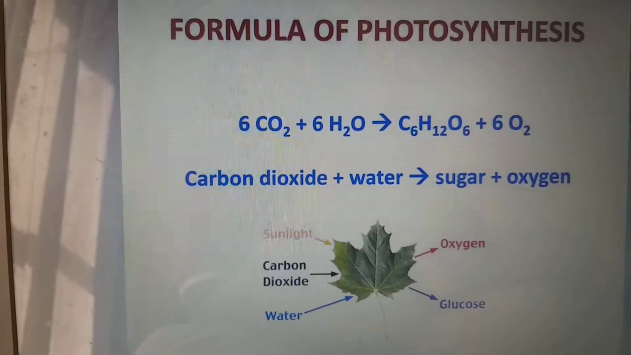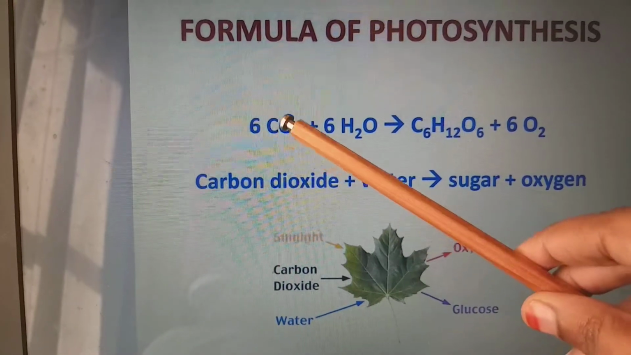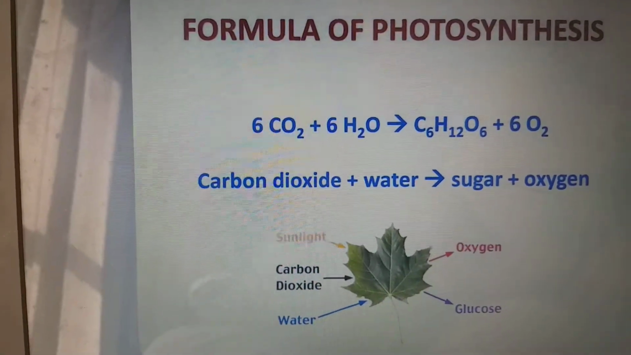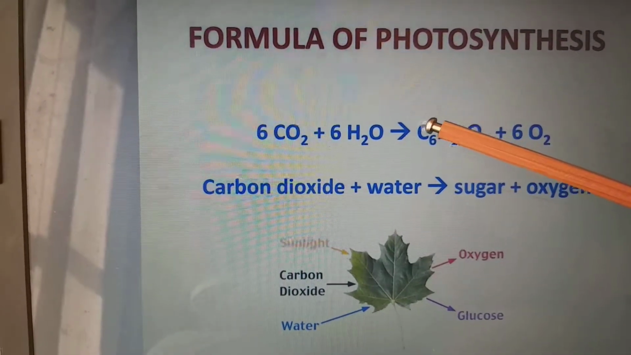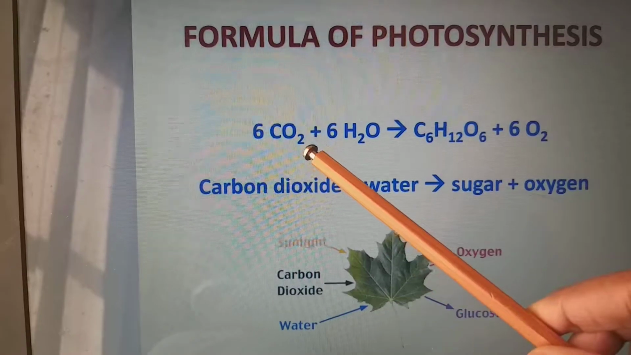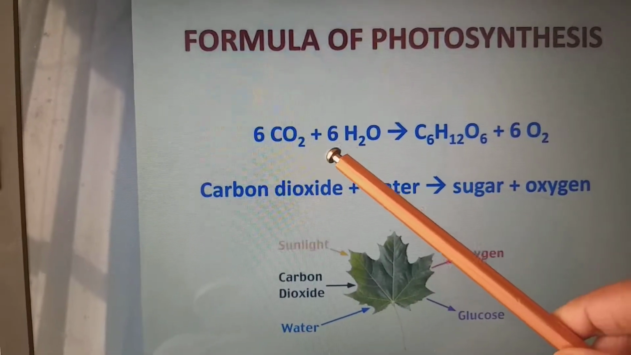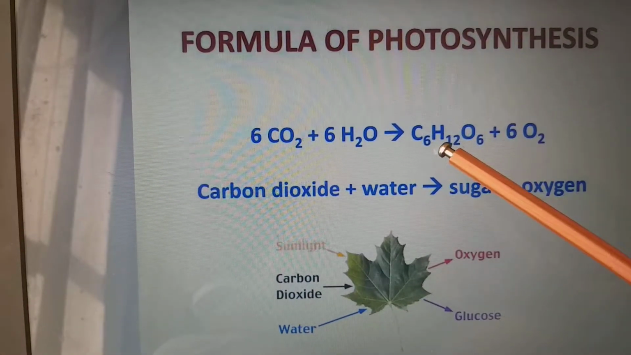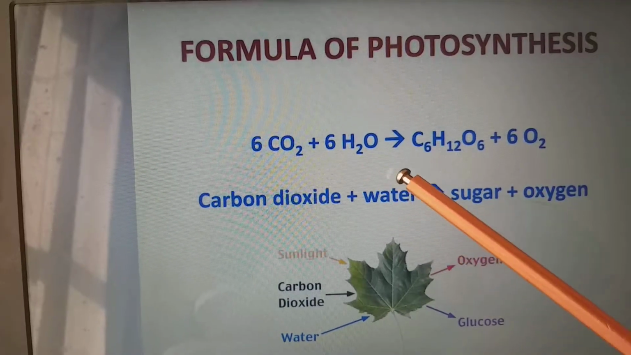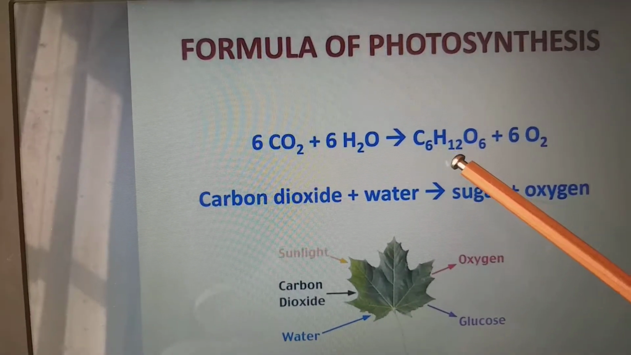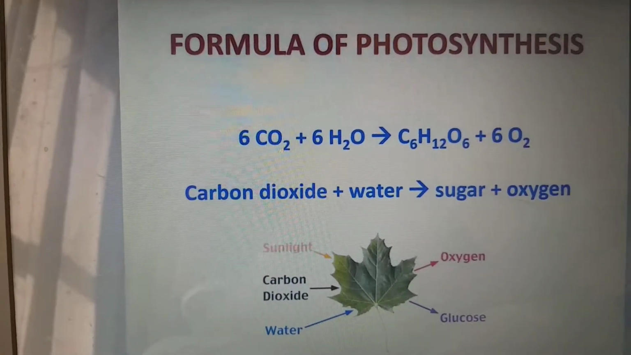Coming to the formula of photosynthesis, we have 6 carbon dioxide molecules. Why 6 carbon dioxide molecules? Because glucose is C6. So for these 6 carbons, we need 6 carbon dioxide molecules plus 6 water molecules. Why 6 water molecules? For 6 oxygen and 12 hydrogen. So 6 CO2 plus 6 H2O gives rise to C6H12O6 plus 6O2. This is the formula of photosynthesis.